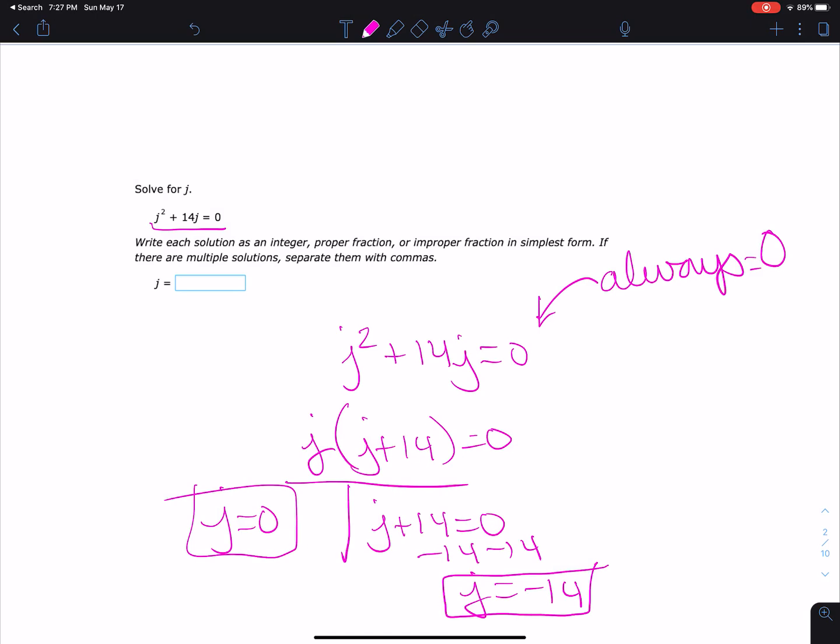Now let me just talk about how they want the answers written in IXL. It says write each solution as an integer, proper fraction, or improper fraction. That means no decimals. If there are multiple solutions, separate them with commas. You're going to have multiple solutions, so you would simply go 0, comma, negative 14. You push enter, and of course it would say correct.